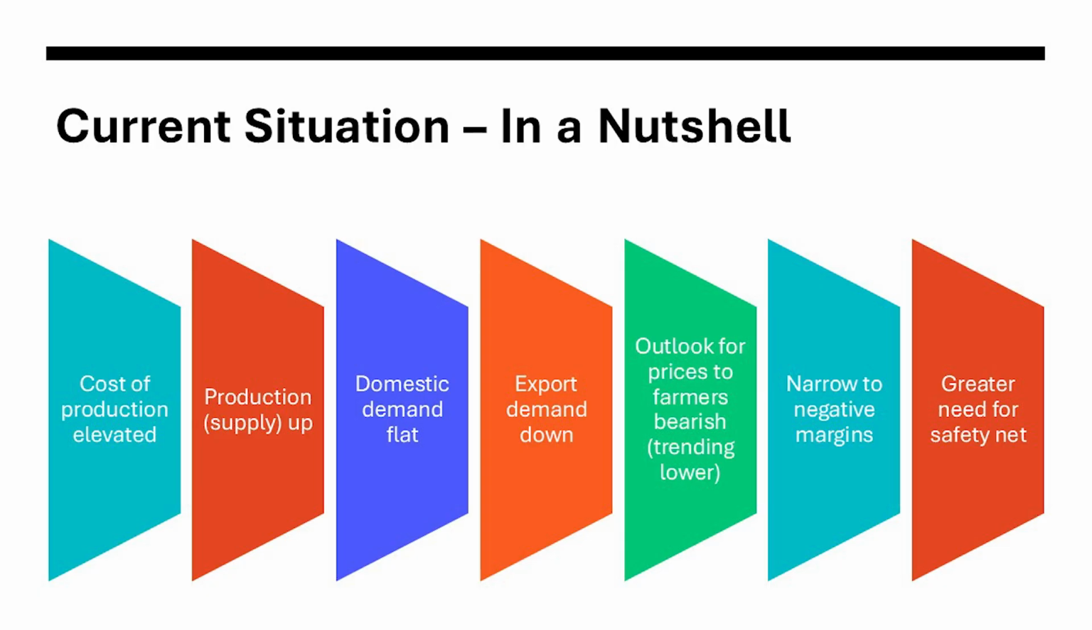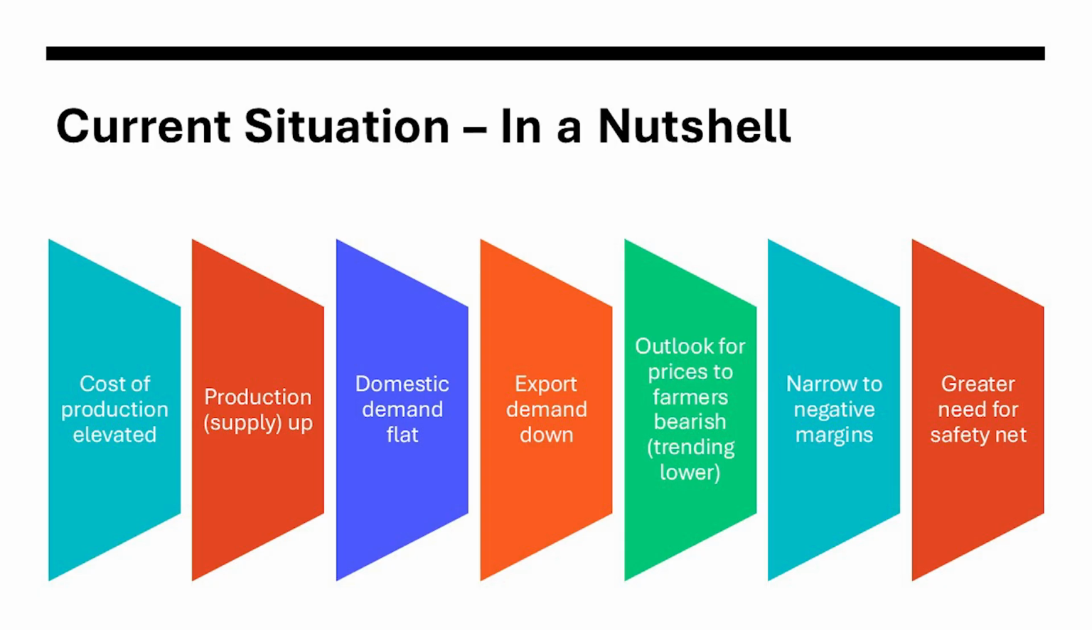From a demand standpoint, so, talking about supply, talking about demand, demand is relatively flat. We're not seeing a big shift in increase in consumption or anything like that. We're seeing growth in demand as population grows, and so on. And some of the trade issues that we've had have led to export demand being down. So that means the outlook for prices is bearish. So there's not an outlook for prices to really come up anytime soon, barring some unseen event. And so narrow to negative margins means that there's a greater need for a safety net.